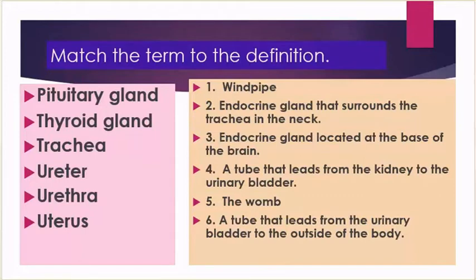Number 4, a tube that leads from the kidney to the urinary bladder. Number 5, the womb. Number 6, a tube that leads from the urinary bladder to the outside of the body.